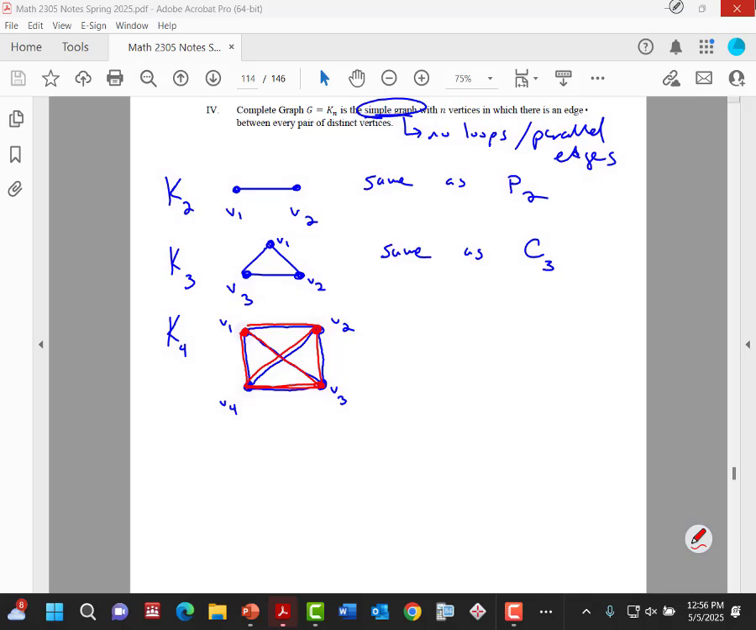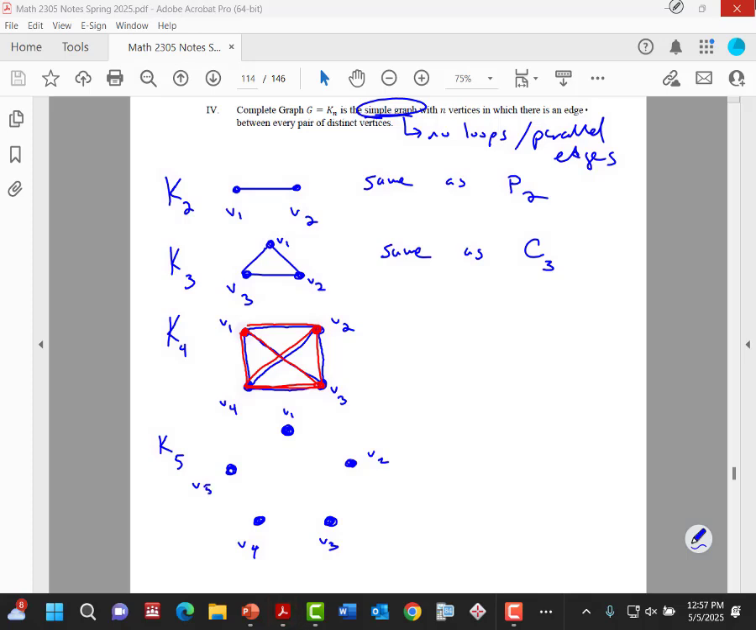And so we call this the complete graph on 4 vertices. Let's do one more. K5. So K5 would look like this. So 1, 2, 3, 4, 5. Vertices V1, V2, V3, V4, V5.